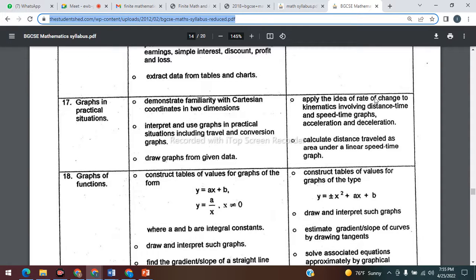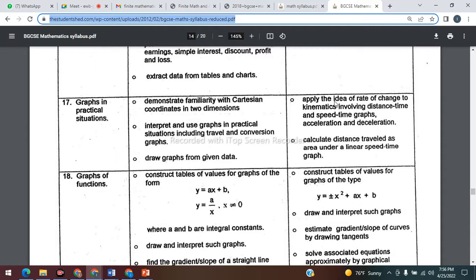Apply the idea of rate of change to kinematics involving distance-time and speed-time graphs, acceleration and deceleration. Calculate distance travel as area under linear speed-time graph. This is more physics. They rarely bring this. I've never seen this on the exam before. And we haven't done it because it never be there. But remind me to do this. Calculate distance as area under the speed-time graph. Remind me to do that.